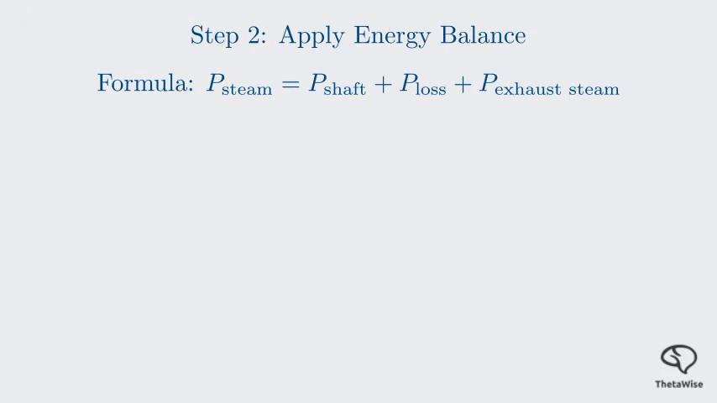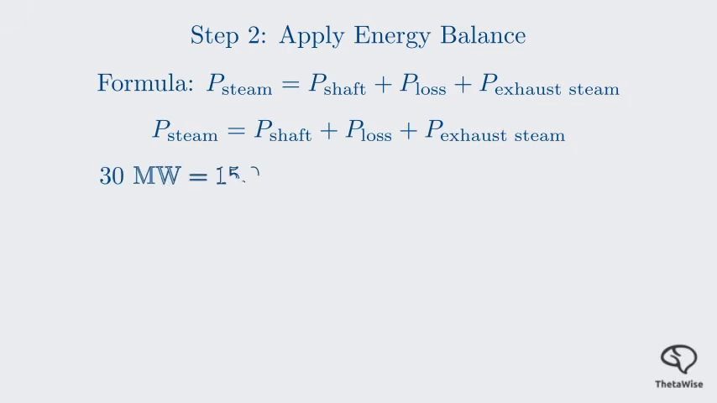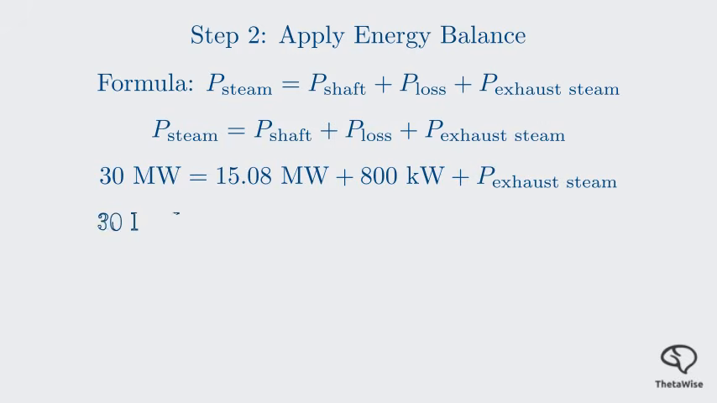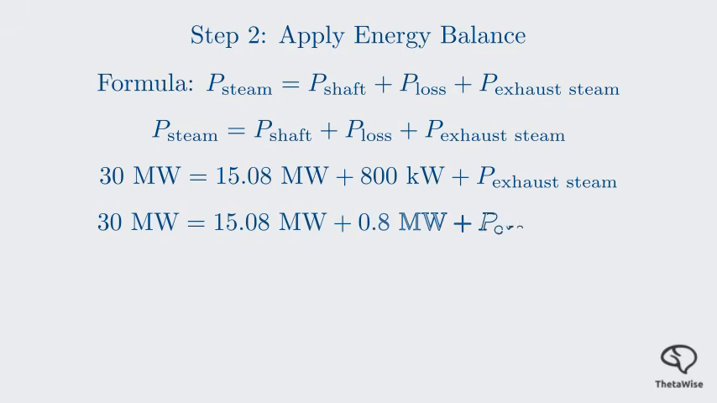Let's substitute our known values. We have 30 megawatts of energy supplied by the steam. This equals the 15.08 megawatts from the shaft plus the heat loss. But wait, the heat loss is given as 800 kilowatts, which is 0.8 megawatts. This is a very common place for mistakes. Always ensure all your units are consistent.